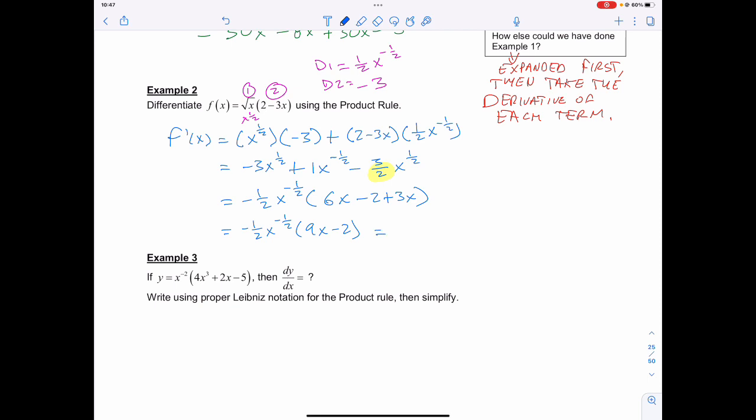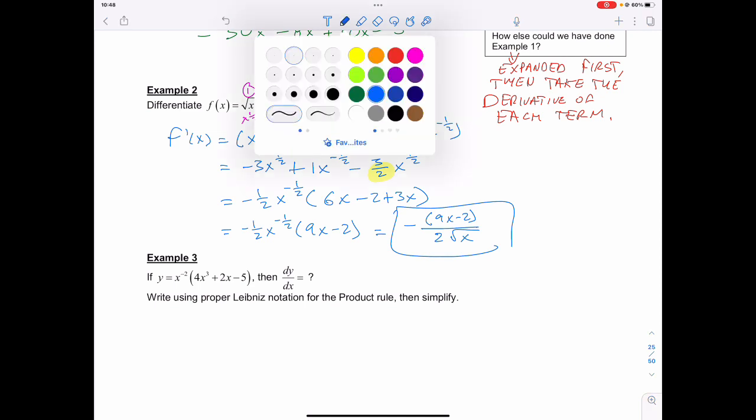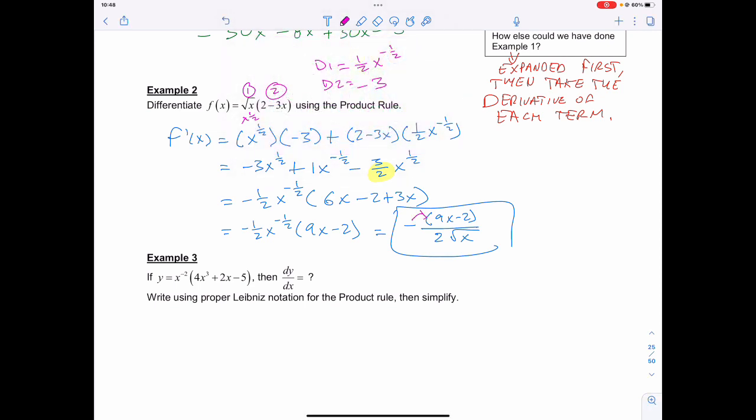which I can rewrite as negative 9x minus 2 over 2 and the square root of x. Now, if you want to cancel out that negative, you can apply the negative into here and then just say that it's going to be the same as 2 minus 9x over 2 and the square root of x. That is also true.